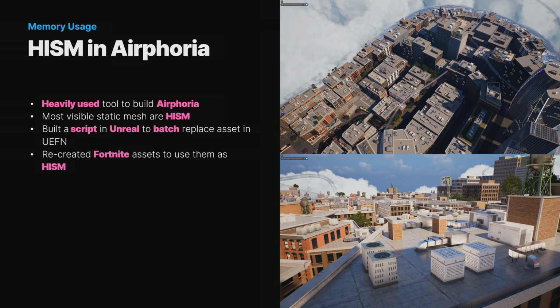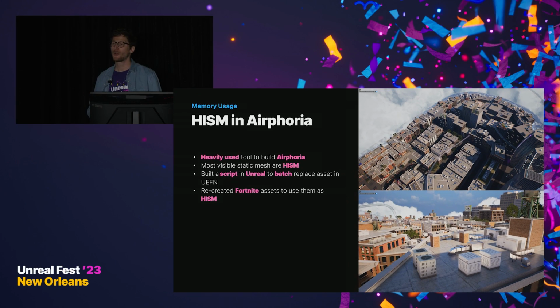We have absolutely abused this tool to build Airphoria, and everything you're seeing here is mostly HISM. We went as far as replacing most static meshes by HISM, using a custom script in Unreal Engine to batch replace this asset back into Airphoria. We also recreated some Fortnite assets to re-import them as custom meshes and use them as HISM, like these aircon units on the rooftop. So use HISM, they're great.